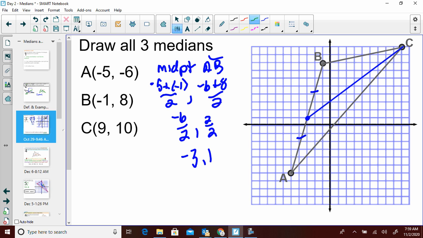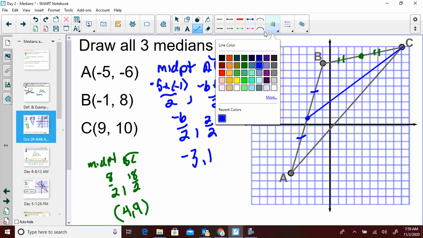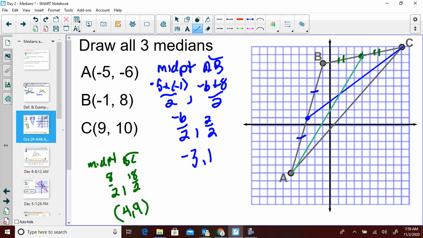Let's check the midpoint of BC. 9 plus -1 is 8 over 2, 18 over 2: 4, 9. So let's draw that line. You would use your rulers for this. You connect the vertex to the midpoint.